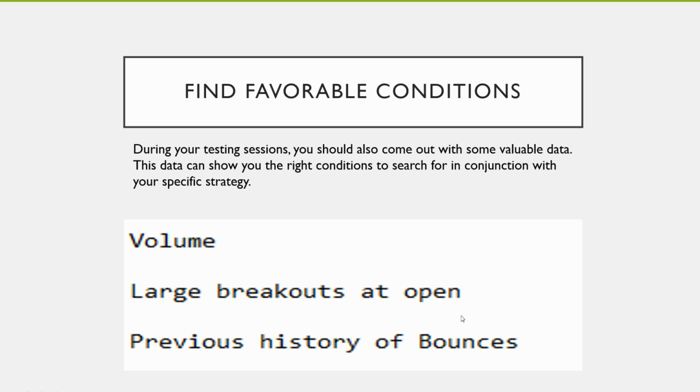When I tested the VWAP bounce, it showed me that three really important things for it to be successful were volume, large breakouts at the open, and a previous history of bounces. If I found a stock that did all three of these things, I'm definitely adding it to my watch list and looking to trade it for VWAP bounces. AMD is one of the ones that does it a lot. Stocks that fit these three conditions are AMD, and MU fits it pretty well.